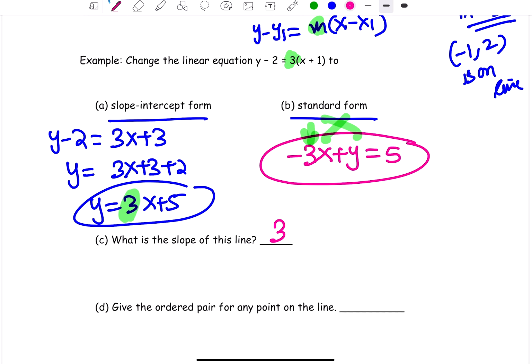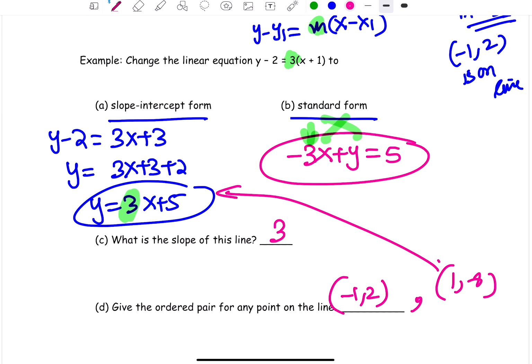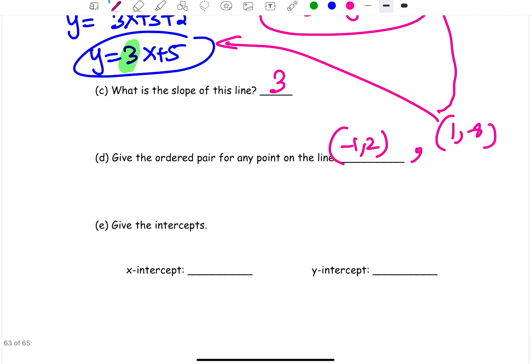Next, we're looking for an ordered pair on this graph. So we can give any point. We just earlier said -1, 2 is one point on this line. We can find another point. I can just choose x to be 1 and find the corresponding y value. So if I choose x to be 1, y would be equal to 8. We can find any number of points. There are infinite points on this line. We can choose x to be anything and find the corresponding y value by plugging in here or here, and we would be able to find the coordinate pair.